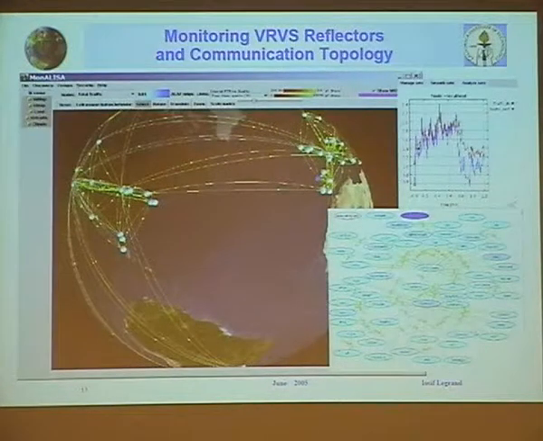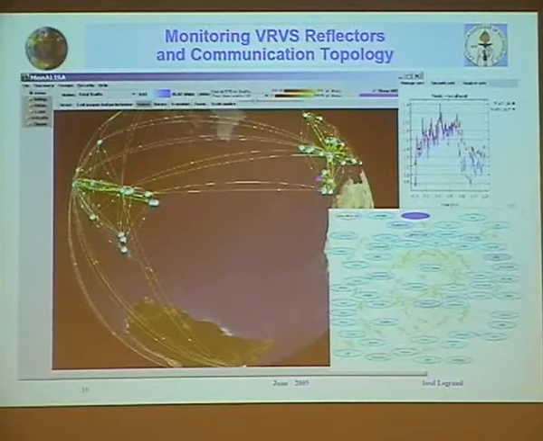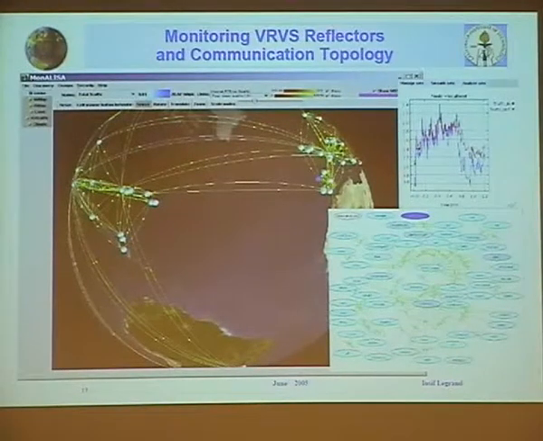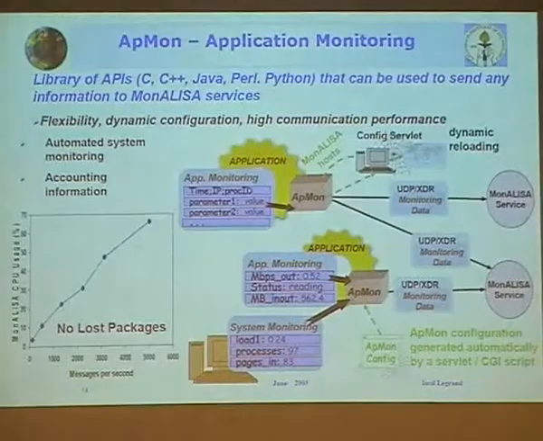We use MonaLISA also to control and monitor what is called the VRVS system. It's a video conferencing tool developed at Caltech. They have a large number of reflectors, around 70, all over the world. And we use MonaLISA to monitor the system, to control its behavior, and at the same time to optimize the communication in the entire system.